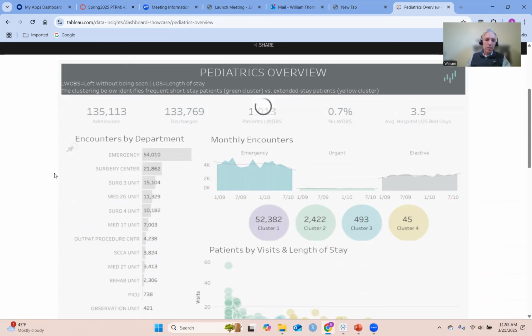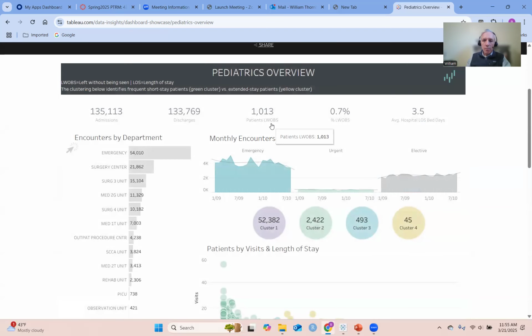It still looks like it's refreshing, but what I've got is the encounters by department. I've got a horizontal bar chart here. I've got a big bold text, number of admissions, number of discharges. You could say this is a KPI. It's not really a KPI. It's just a key metric: number of admissions, number of discharges, percent patients LWOBS. I'm not sure what that stands for. This is a percent, and this is an average hospital LOS, length of stay. I would guess that's what that is in bed days.